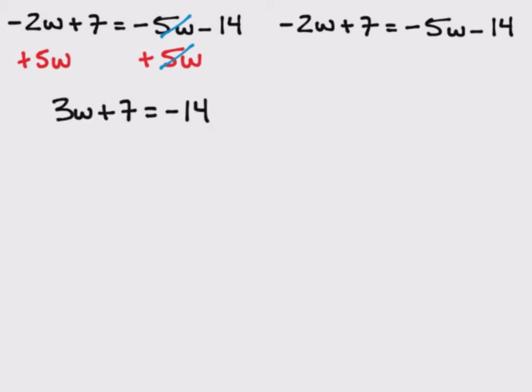And now we're left with an equation just like the ones we discussed very recently. This is going to take 2 steps, but it should be no sweat. First, let's subtract 7 from both sides to isolate that 3w. Now let's divide by 3 and we'll isolate w and find our solution.